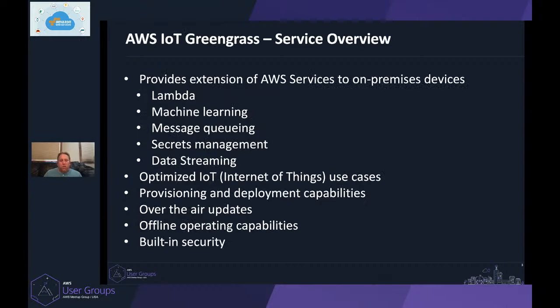And so to just briefly cover the IoT Greengrass service, Greengrass provides an extension of AWS services to on-premises devices. Some examples of this, not an extensive list, would be Lambda, machine learning, message queuing, secrets management, and data streaming. The Greengrass service itself is optimized for IoT or Internet of Things use cases. Also, the provisioning and deployment capabilities are a big plus to the service itself. The ability to provide over-the-air updates to your Greengrass group, offline operating capabilities, and so the ability to have AWS services on premises even when internet connectivity has gone down, for example, as well as the built-in security of the service itself.